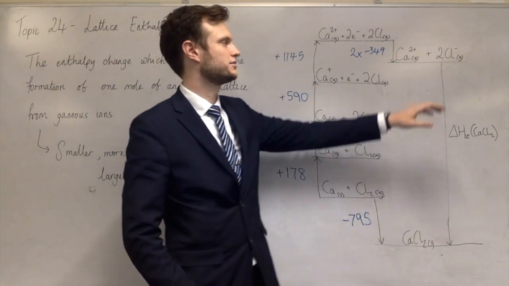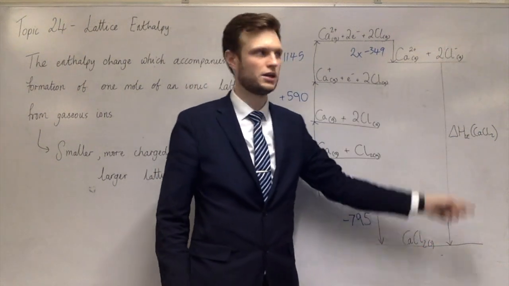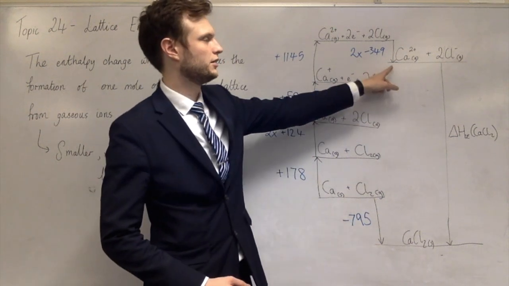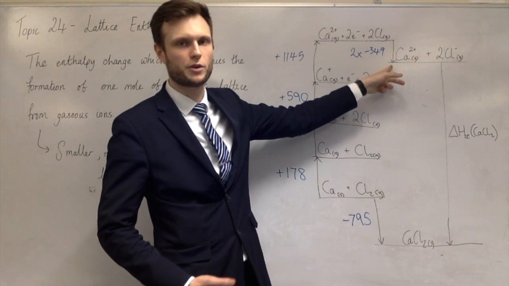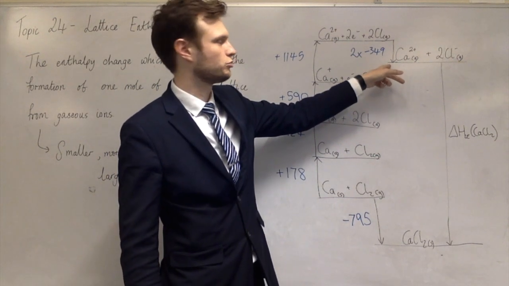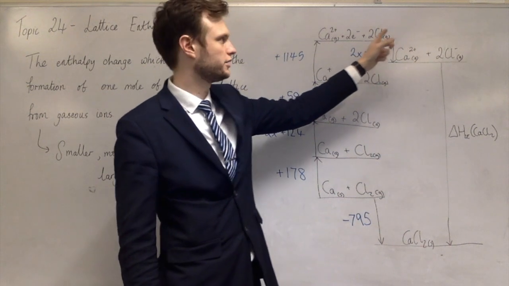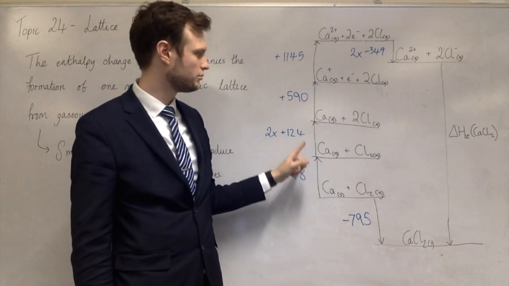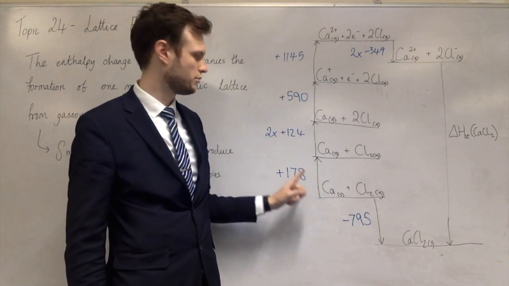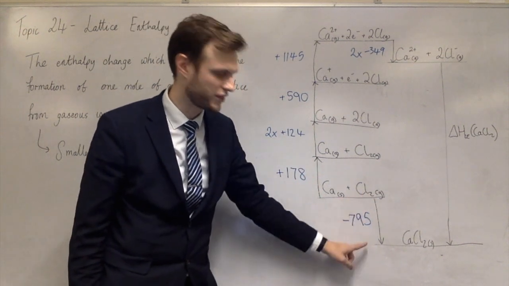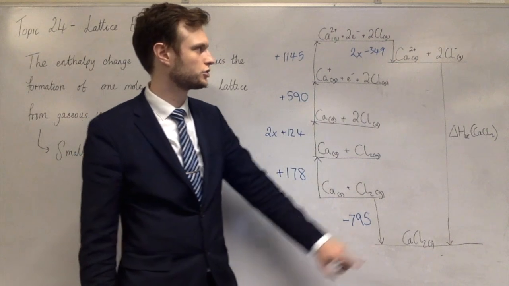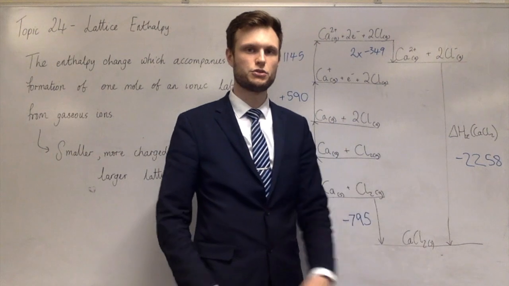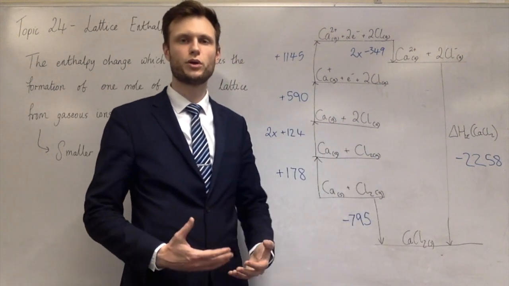All we need to do is calculate the enthalpy change going from there to there, without going that way, but going this way. So the calculation will be, if you do it the same way as I said in the Hess's law video, if you go against an arrow, you do the opposite sign. So this would be 2 times positive 349, minus 1145, minus 590, minus 2 times 124, minus 178. This one is with the arrow, so -795 should give you the answer of that energy change. And that comes out to be -2,258 kilojoules per mole.